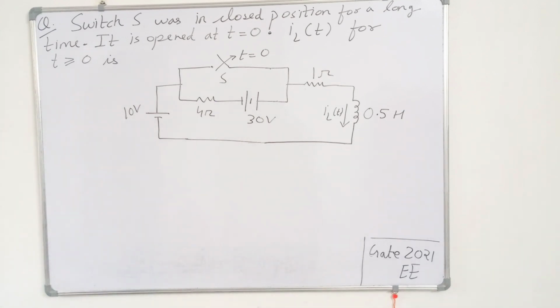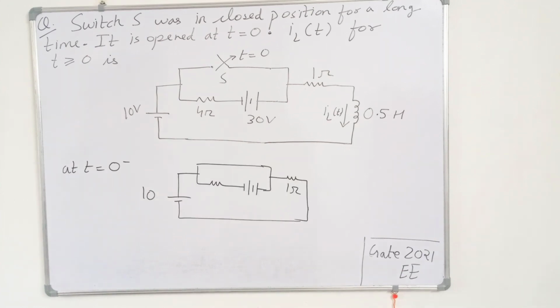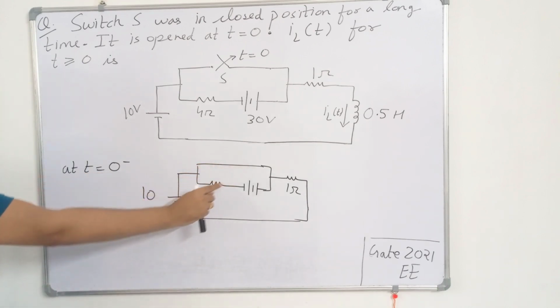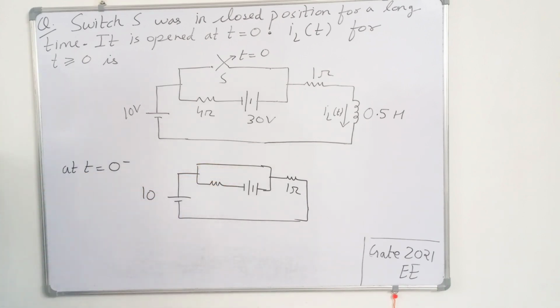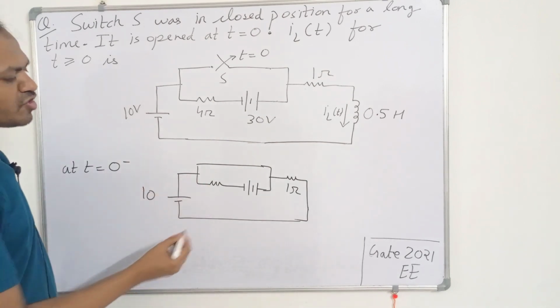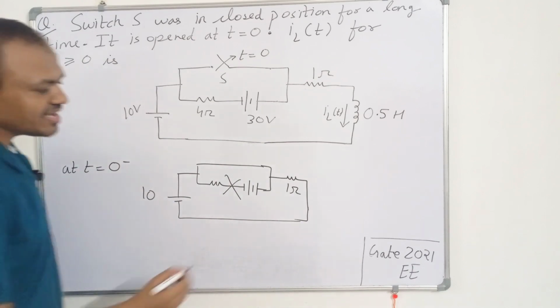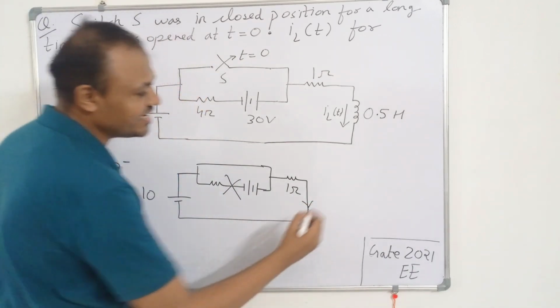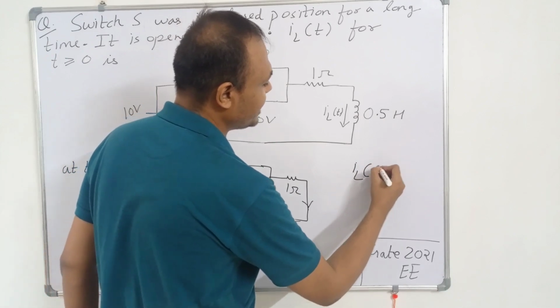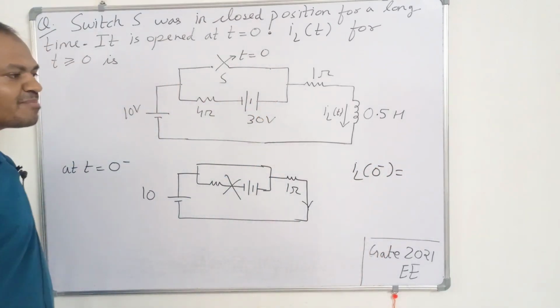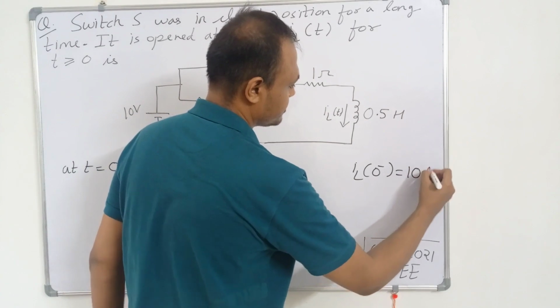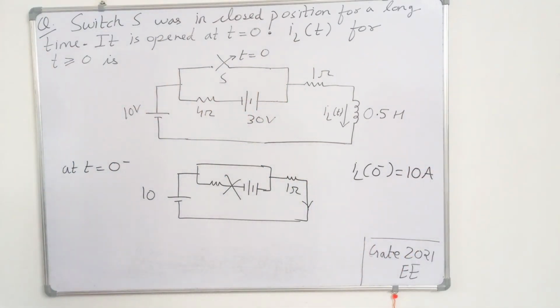First I will draw the circuit for t equal to 0 minus. The circuit looked like this. This switch was closed, this was 4 ohm resistance, this was 30 volt voltage source. But they were of no use because it is in parallel with a short circuit. So IL at 0 minus is equal to 10 ampere.